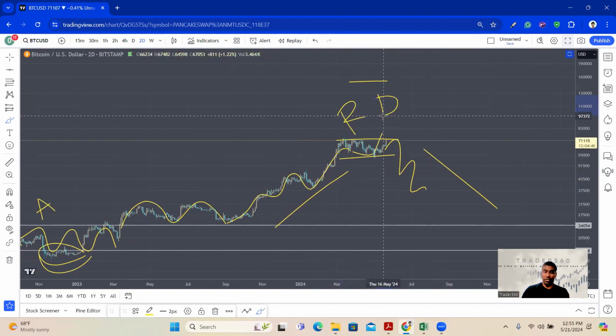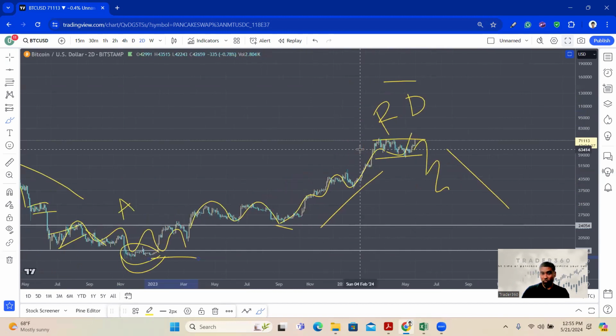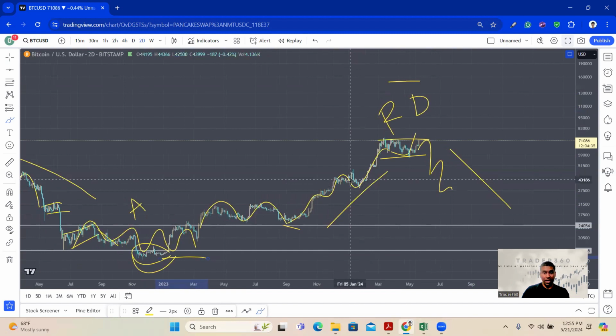How? Because people who bought here, they will definitely be offloading their bags here. I myself have offloaded some of my bag here. I bought it around 24,000, then 20,000, then 18,000, then 16,000, and I booked some profit around 43,000, 44, 45, and 49,000.